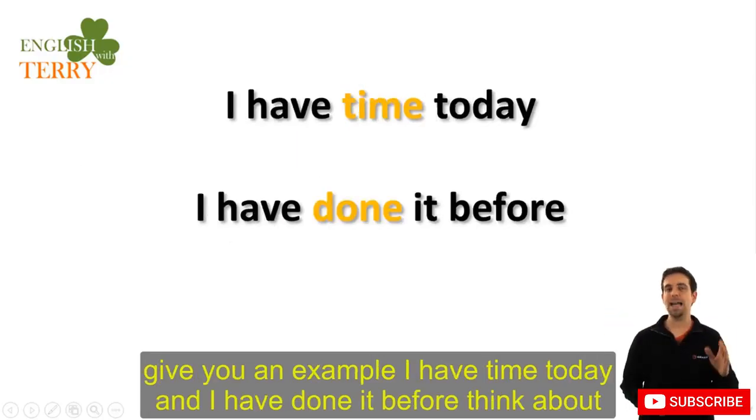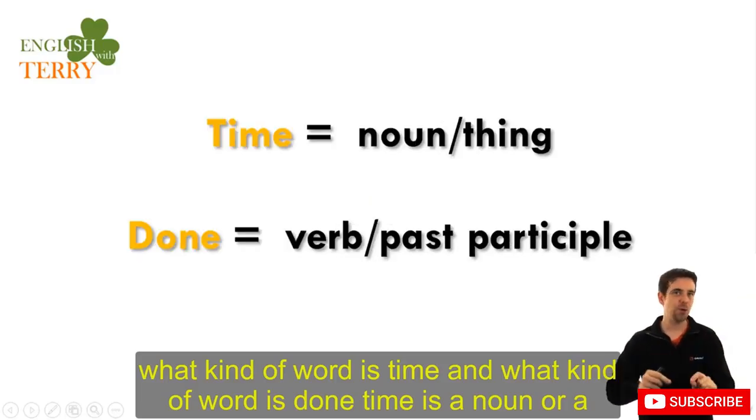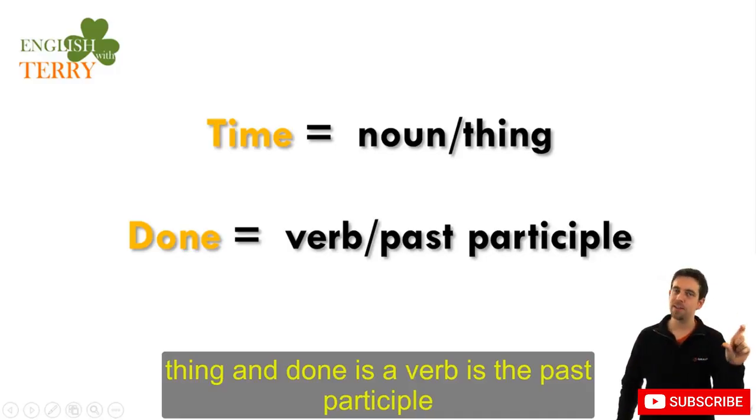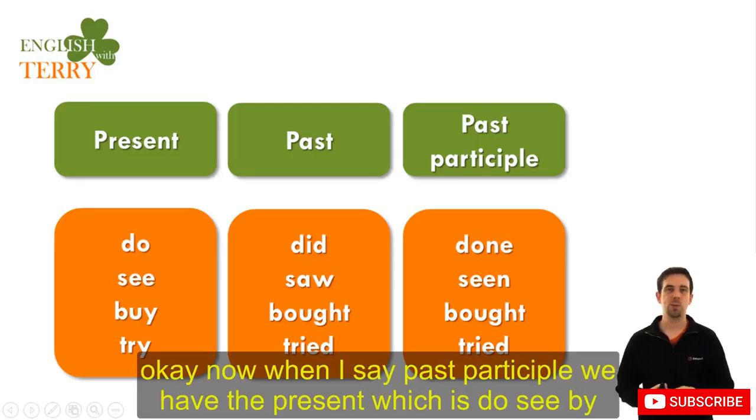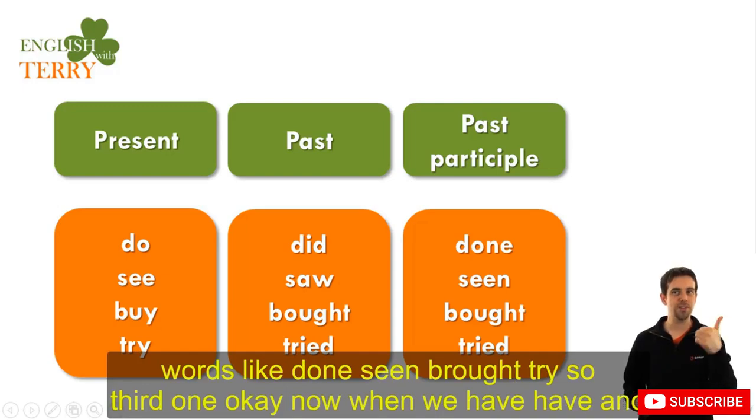Let me give you an example. I have time today. I have done it before. Think about what kind of word is time and what kind of word is done. Time is a noun or a thing, and done is a verb. It's a past participle, okay? Now, when I say past participle, we have the present, which is do, see, buy. There's the past simple, which is bought, saw, done. And past participle is the words like done, seen, brought, tried. It's the third one, okay?